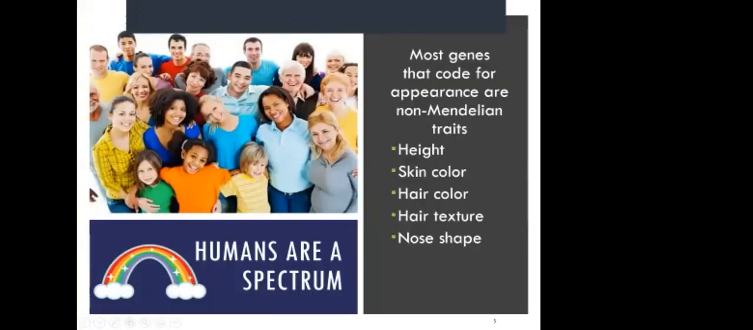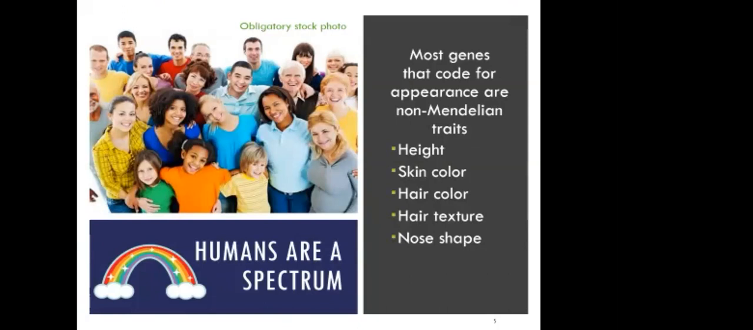Okay, so humans are a spectrum. We run the gamut of colors and textures and sizes and shapes. Most genes that code for appearance, things that we think of as indicative of race, are what are called non-Mendelian traits. So things like height, skin color, hair texture, nose shape. These are all things where there's not one or the other, right? You don't have two choices, for example, when it comes to height or skin color or hair texture.